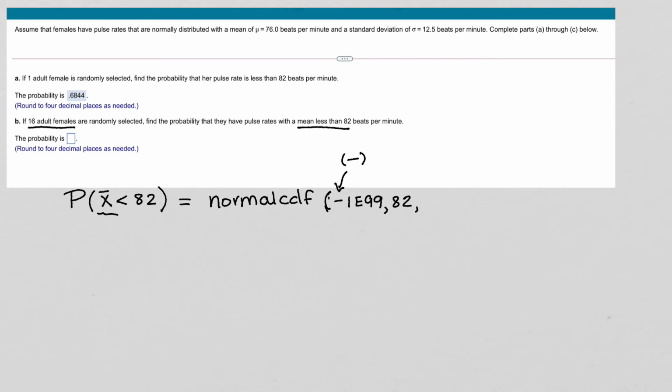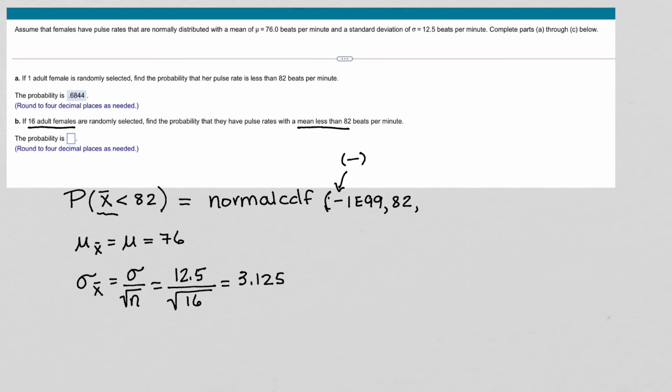Now, because we're looking at a sample mean, we need to know mu sub x bar, which is just mu, so that's 76, and sigma sub x bar, which is sigma divided by the square root of the sample size. So that's going to be 12.5 over the square root of the sample size, which was 16. And when you work that out, you get 3.125, or you can just type it in that 12.5 divided by the square root of 16. So either way, because sometimes these don't work out to nice numbers, and we don't want to have to round. In this case, we wouldn't have to, but you can just type in that calculation for the standard deviation.